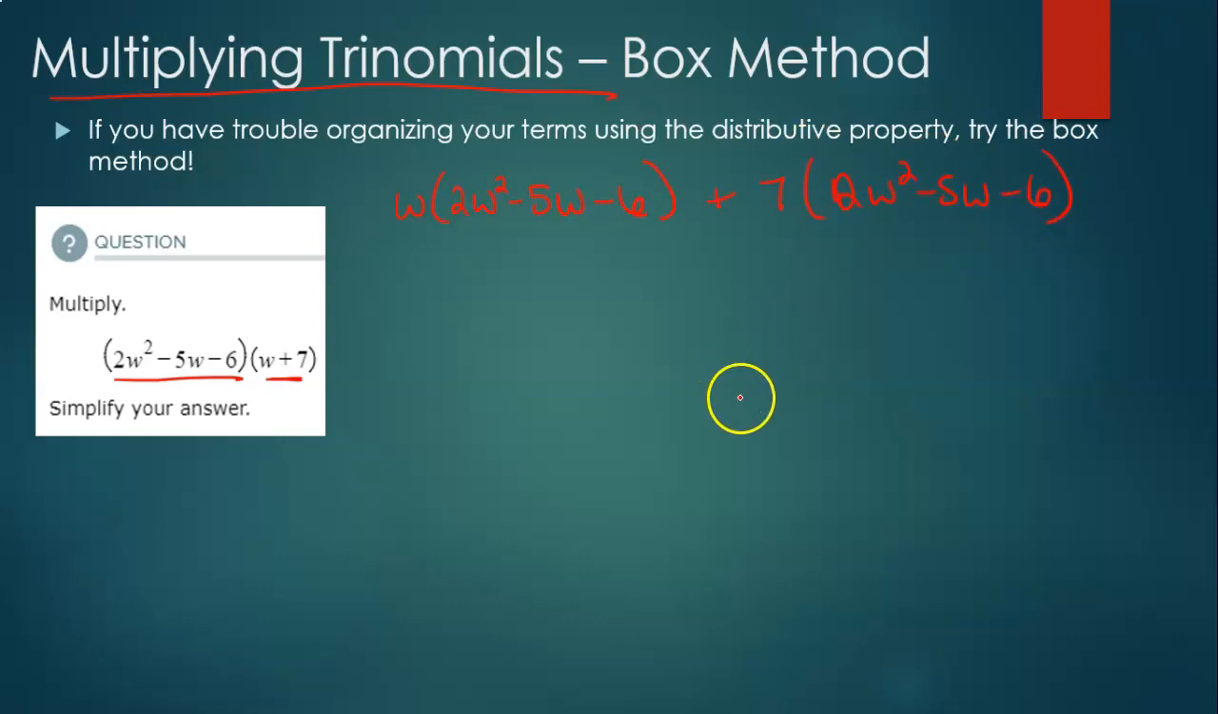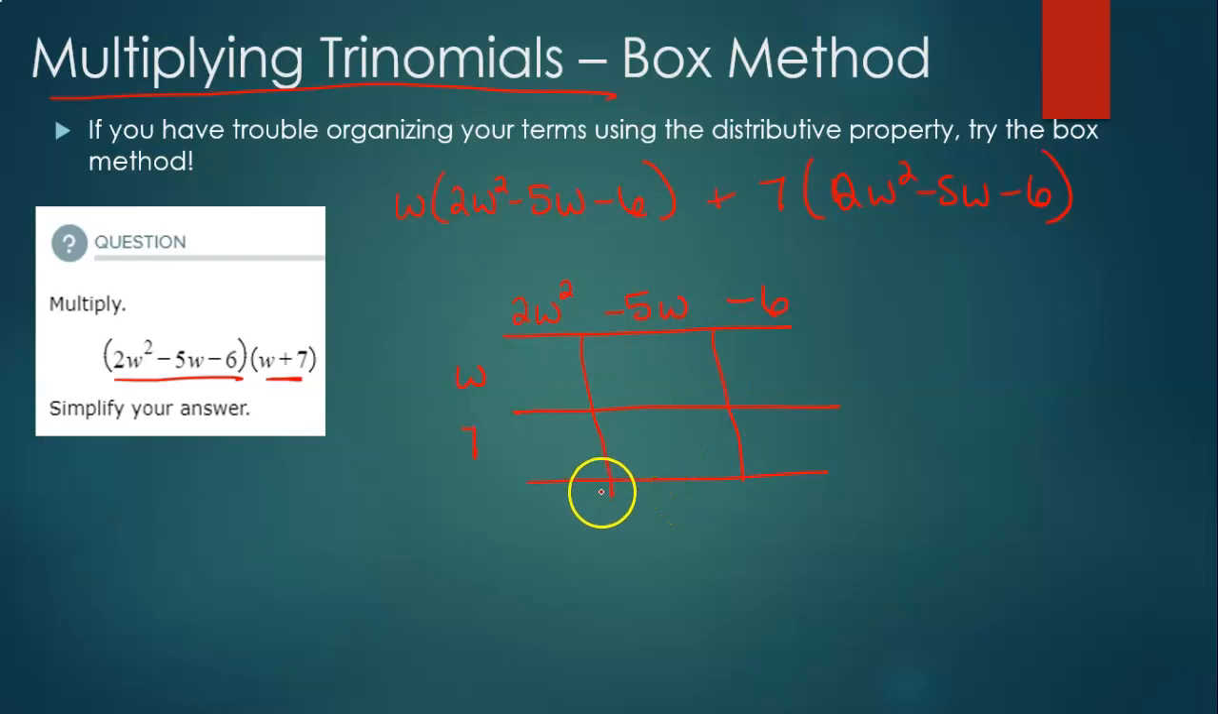But I often think that it is easier to work with trinomials with the box method. So when I set up my box method, I've got 3 terms in the first set of parentheses, and I'm going to put those along the top. 2w squared minus 5w minus 6. And then along the side, I have w and I have 7, and I'm going to put those along the side.